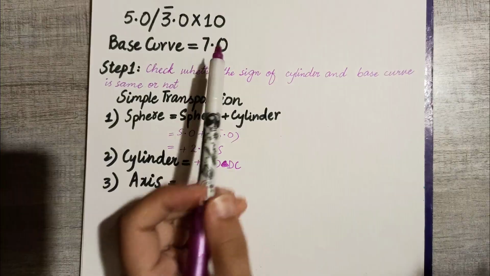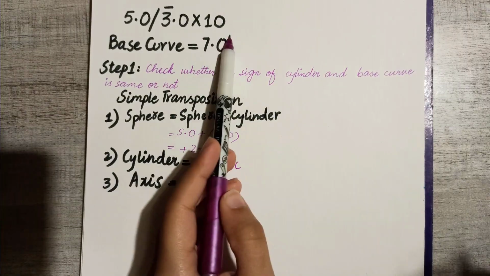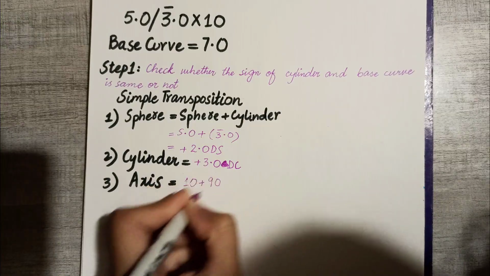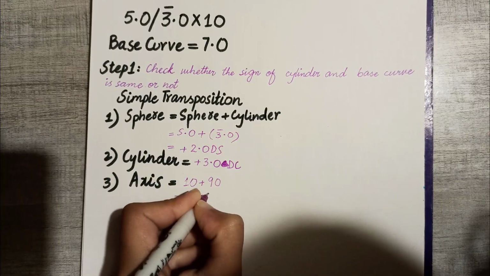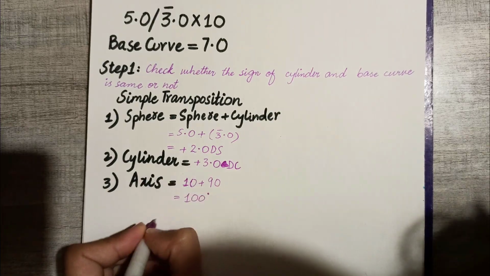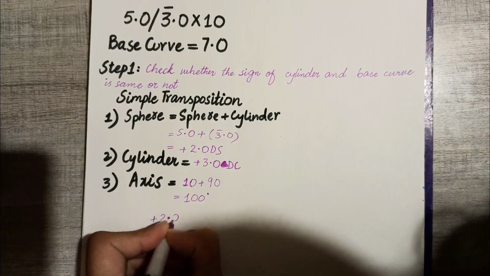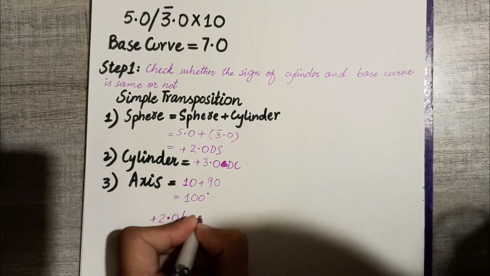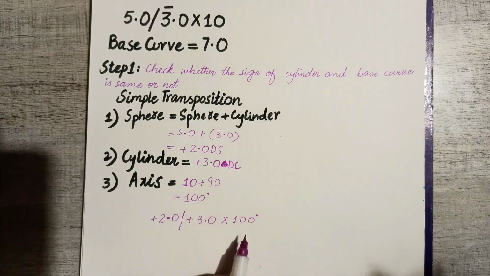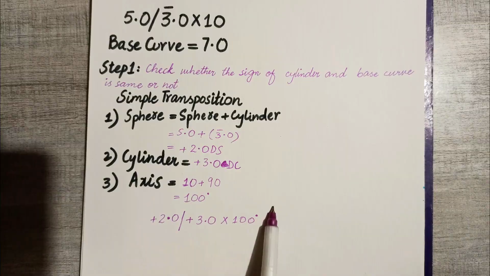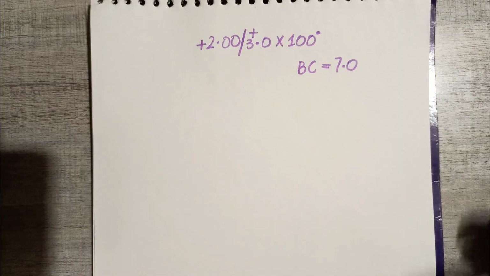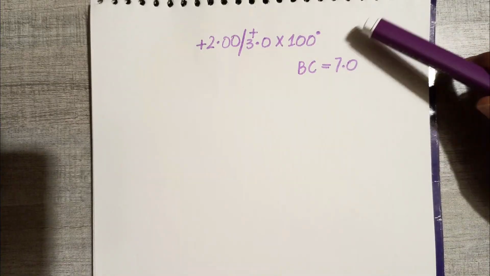As the axis is less than 90 degrees, we will add 90 to it, and we will have 100 axis. So the prescription we will have will be sphere +2, cylinder +3, and the axis will be 100. And we are further going to toric transpose this prescription with the base curve 7.0. This is the new prescription and we will further toric transpose it.